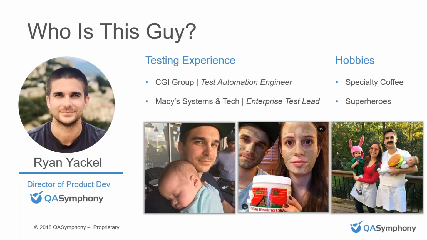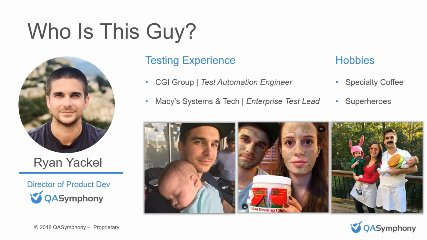Okay, so who is this guy? My name is Ryan Yackel, and I am the Director of Product Development over here at QA Symphony. I think it's always important to give a little bit of backstory on the person you're listening to on a webinar, in case you think that they're weird or you need to be able to communicate and sync up with them. It's always good to have that background.